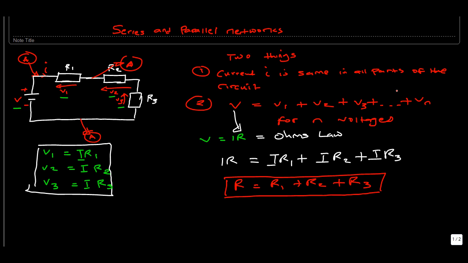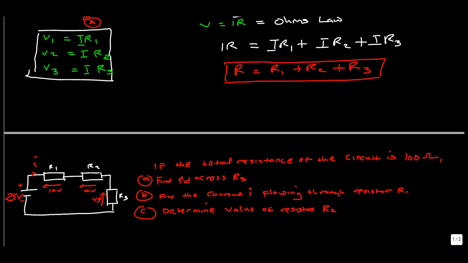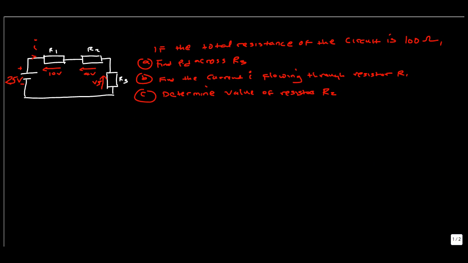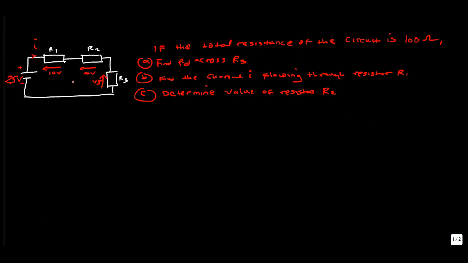I think it's time for us to do a very simple problem involving series circuits. If you go to the second page, you have a circuit with three resistors. If R1 plus R2 plus R3 is 100, find the potential difference across R3. Find the current I flowing through the resistor.